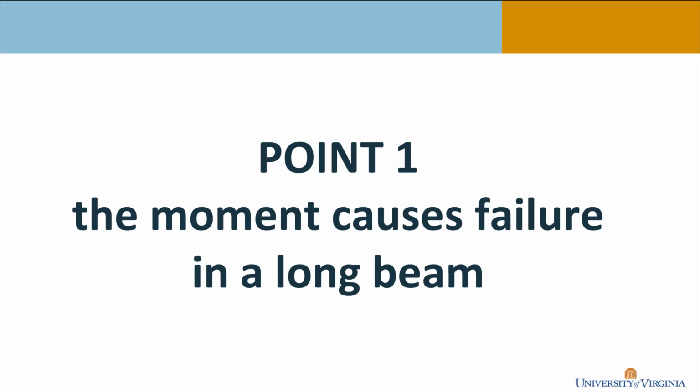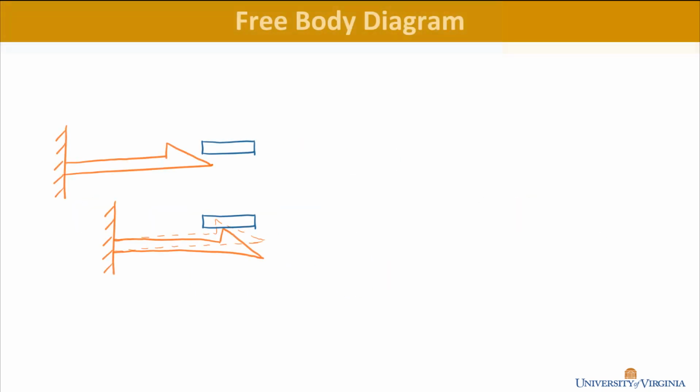One of the big points here is that in a situation like this, the moment, which I'll tell you what that is in a moment, no pun intended, causes failure in a long, slender beam like this. So let's break this down and see what I'm talking about. Well, this all starts with the idea that the snap fit needs to deflect a certain amount, and we'll represent that with the variable y is the amount of deflection.